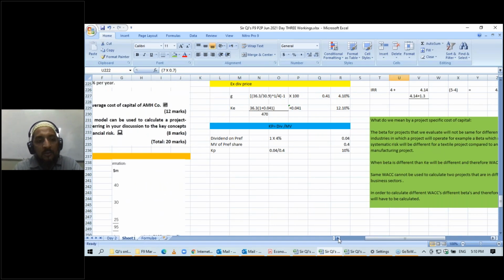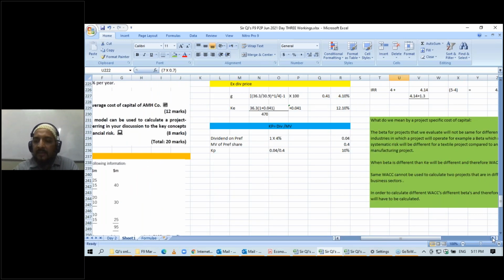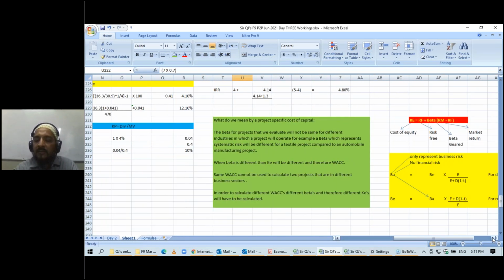Okay, so let's move on to the next question. This was the answer to part B over here, of 8 marks, right? In this I have basically discussed these factors. So how it will be marked, let me tell you.